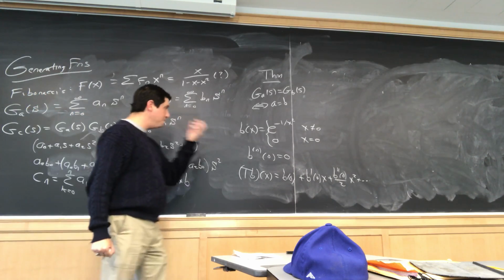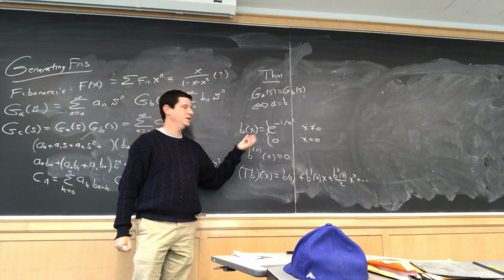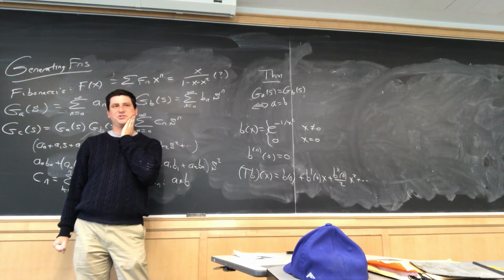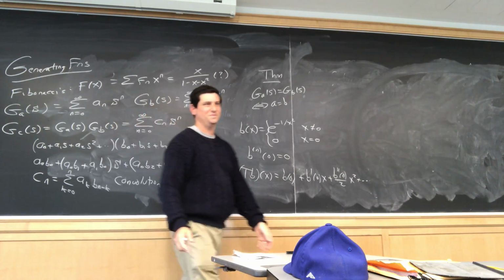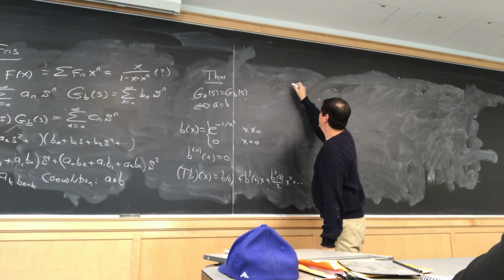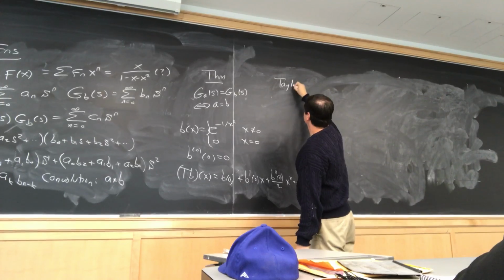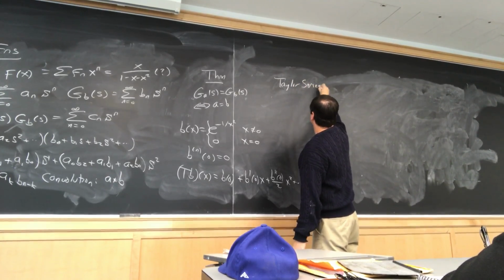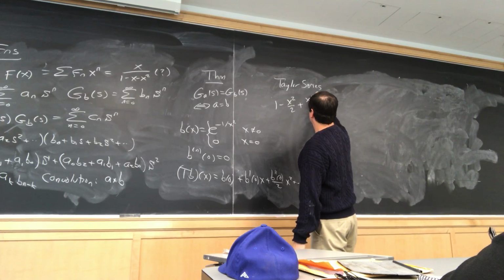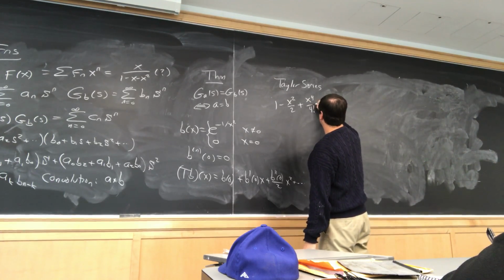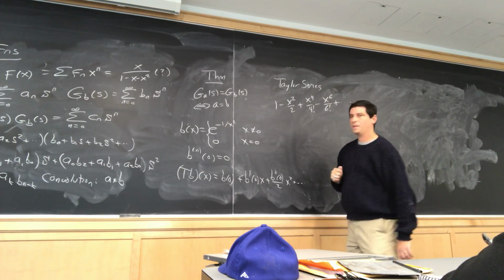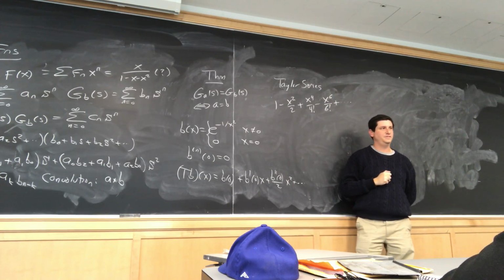The truly nightmarish thing about this function is the following. Who believes they understand how my mind works? I'm thinking of a function, and the Taylor series is 1 minus x squared over 2 plus x to the 4th over 4 factorial minus x to the 6th over 6 factorial. What function am I thinking of?